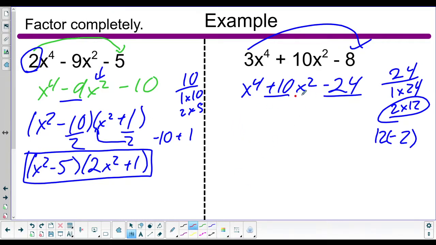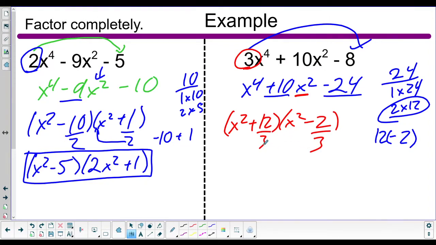Check the middle to figure out what goes in the front of the binomial. So it's going to be x squared plus 12, x squared minus 2. Remember to divide by the original a. 3 goes into 12 4 times. 3 doesn't go into 2, and we can't reduce, so we move it in front. 3x squared minus 2. There we go.